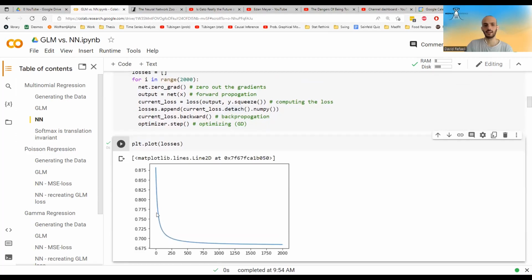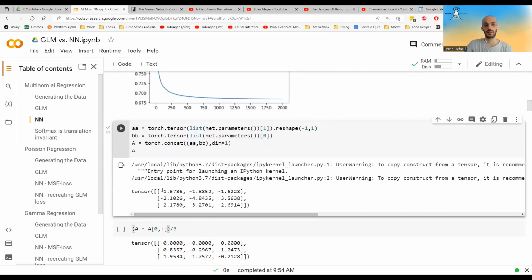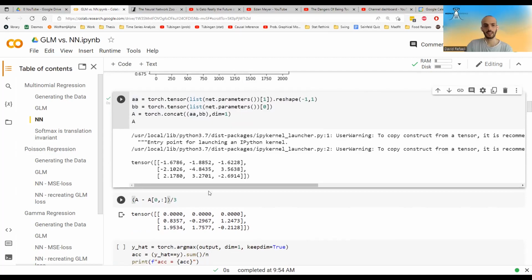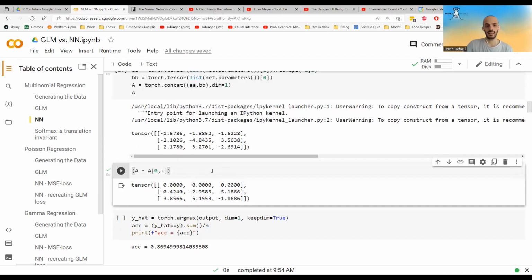We can see that the losses go down very, very fast, and then at some point we are not improving anymore. And if we now look at the trained parameters of the model, we get this thing. So this is not how our parameters look like in the GLM. But remember, in the GLM, we took the first group to be the baseline. So let's take away the baseline and see maybe now we get something better. And no, it doesn't really look like that.